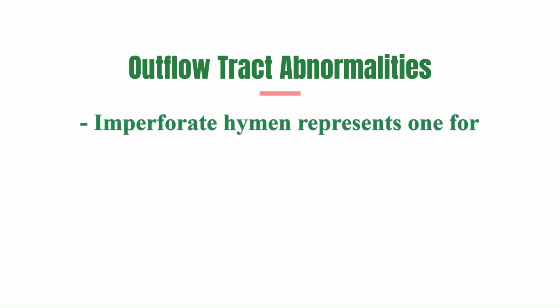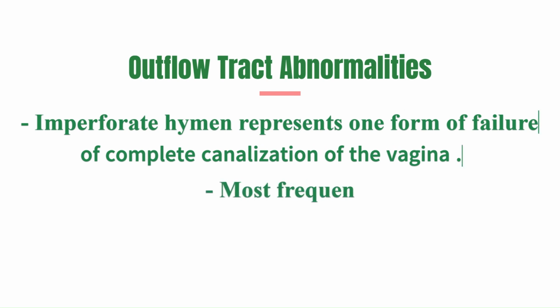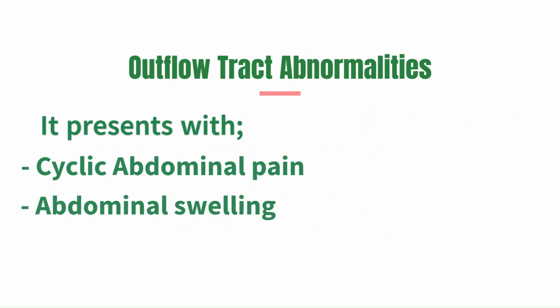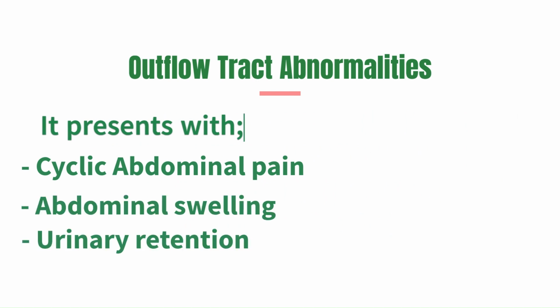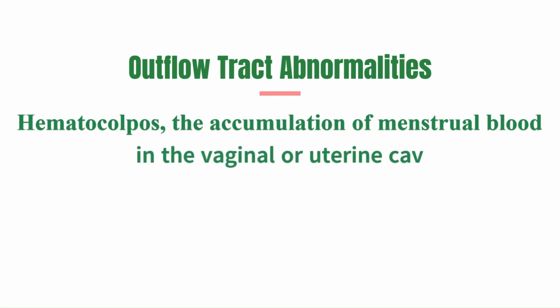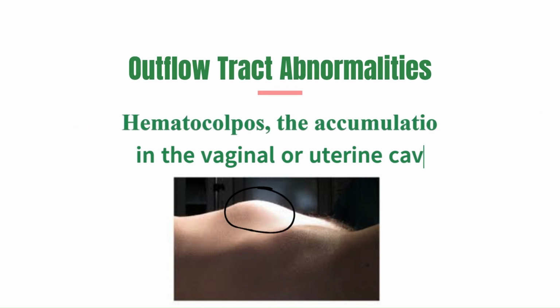Outflow tract abnormalities. Imperforate hymen represents one form of failure of complete canalization of the vagina, the most frequent obstructive anomaly of the female genital tract. It presents with cyclic abdominal pain, abdominal swelling, and urinary retention. Hematocolpos is the accumulation of menstrual blood in the vaginal or uterine cavities, and can create a pelvic mass identified on physical examination as a blue, bulging perineal mass.